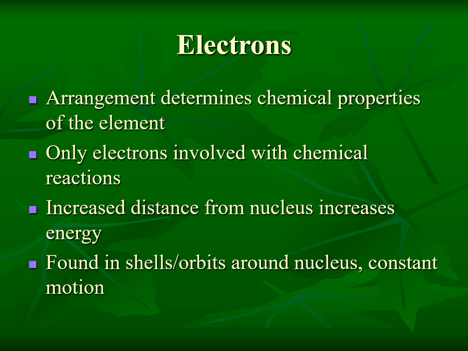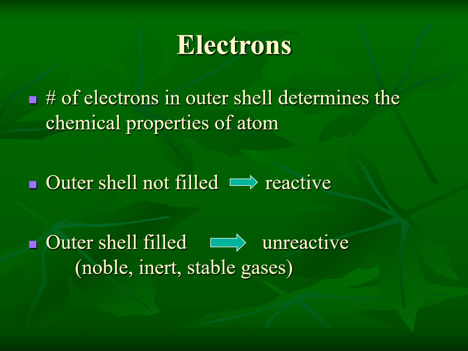As you increase the distance from the nucleus, energy will increase. And as I said, they're in constant motion. They are moving around that nucleus. So the number of electrons that are in the outermost shell will determine what the chemical properties are of that atom.